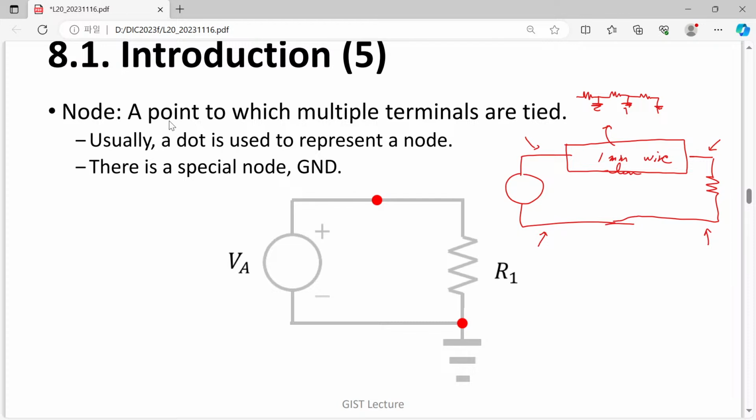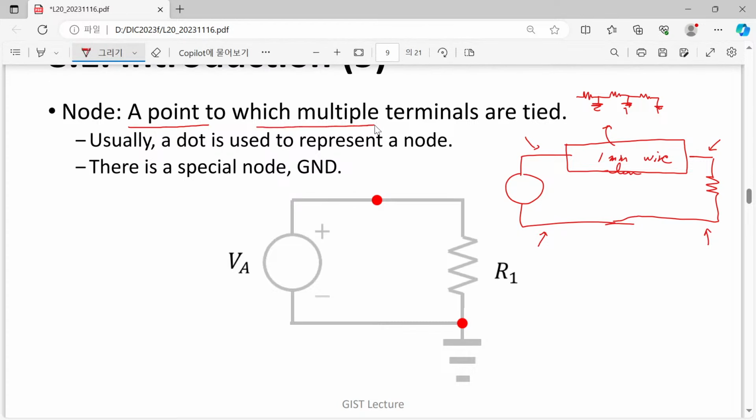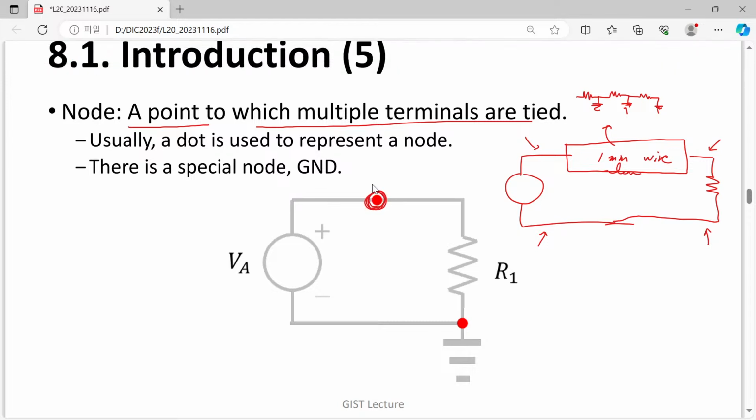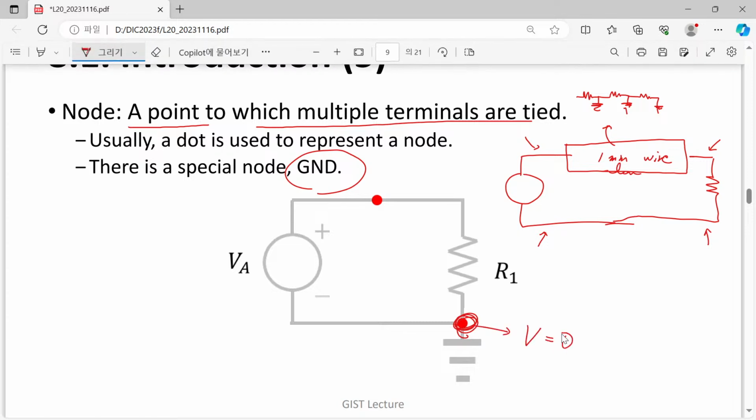so coming back to basics, a node is a point to which multiple terminals are tied together. So usually we introduce a dot in order to enhance the visibility, but even without a dot, a node is a node. And there is a special node called ground, and when it is ground, then it is certain that the voltage equals 0. So it is ground.